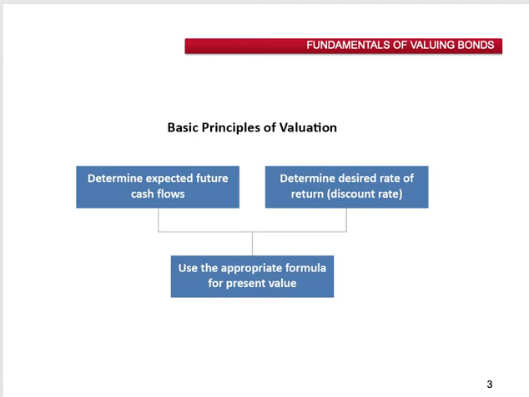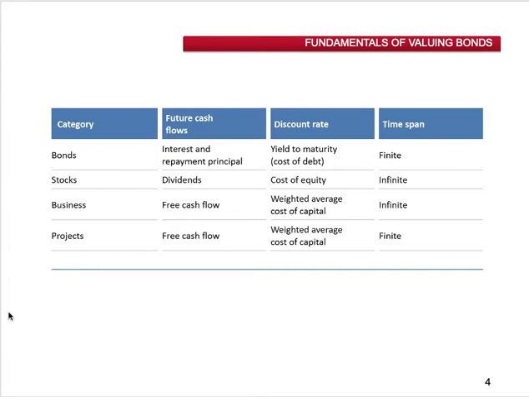In bond valuation, we can already identify that the expected future cash flows are, for example, principal or face value that needs to be paid back to the investor, or coupon payments if we're dealing here with a coupon paying bond. The desired rate of return in bond valuation is called the yield to maturity. Let's look at this table that shows you the underlying asset that needs to be valued: bond, stocks, businesses, and projects. It identifies the future cash flow.